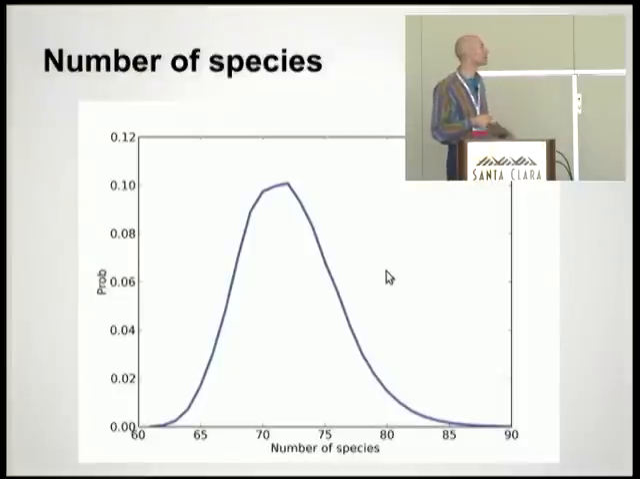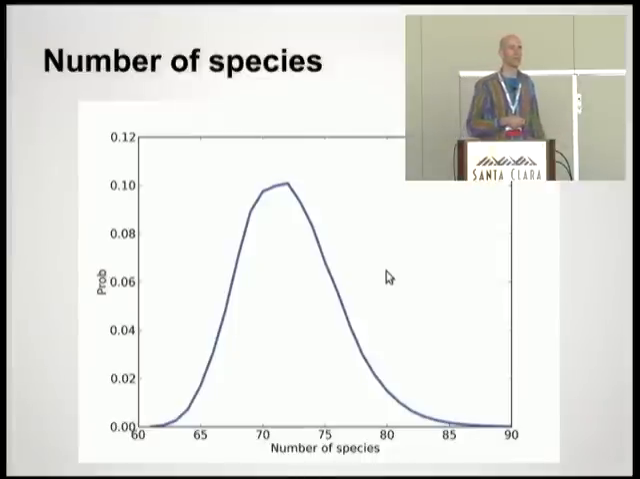Here's what the posterior distribution looks like for people. If I've observed 61 species, then I know that there can't be fewer than 61. In this case, it turns out that it's very unlikely that there are exactly 61. Having seen 61, my best guess is that there are about 72 or 73, but unlikely to be as many as 90, which kind of makes sense for what the data looked like.